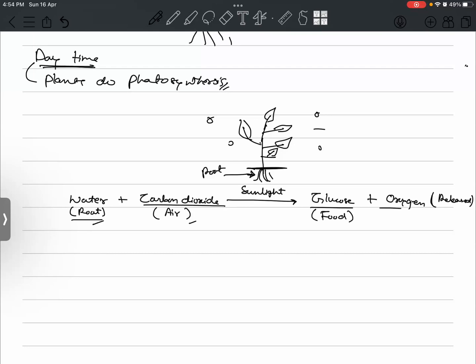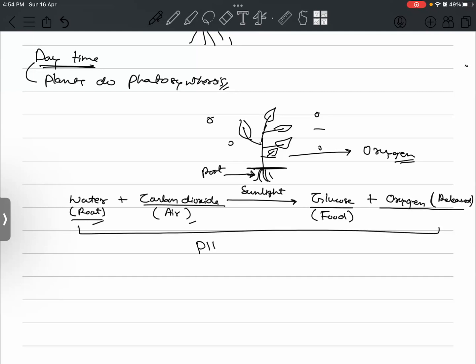Okay. And they also release oxygen into the atmosphere. They give oxygen, which we breathe. So this whole process is nothing but the process of photosynthesis. Okay, I hope that's clear. Yes, sir.